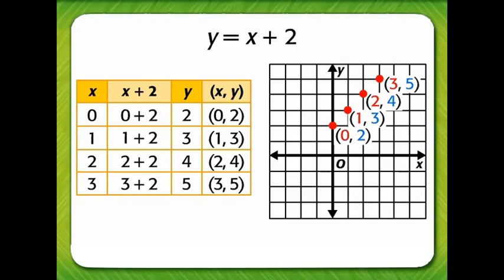The points appear to form a line. Draw a line that passes through each point. The line is the complete graph of the function. The ordered pair corresponding to any point on the line is a solution of the equation y equals x plus 2.